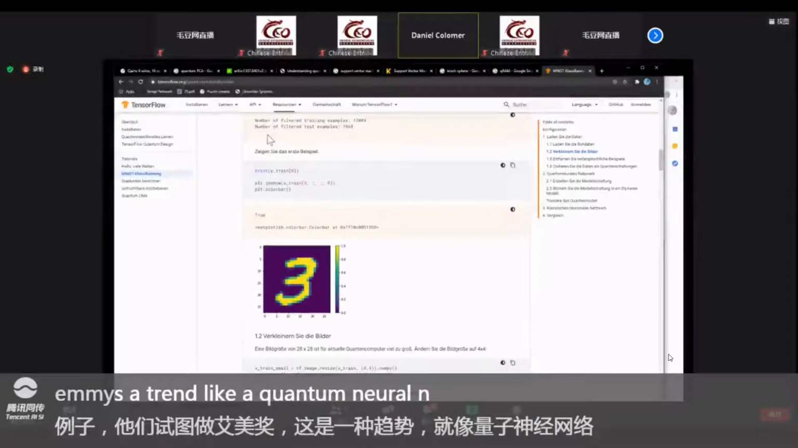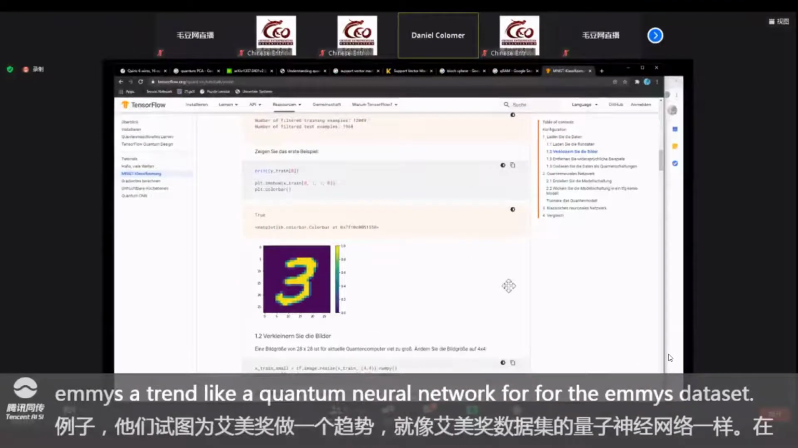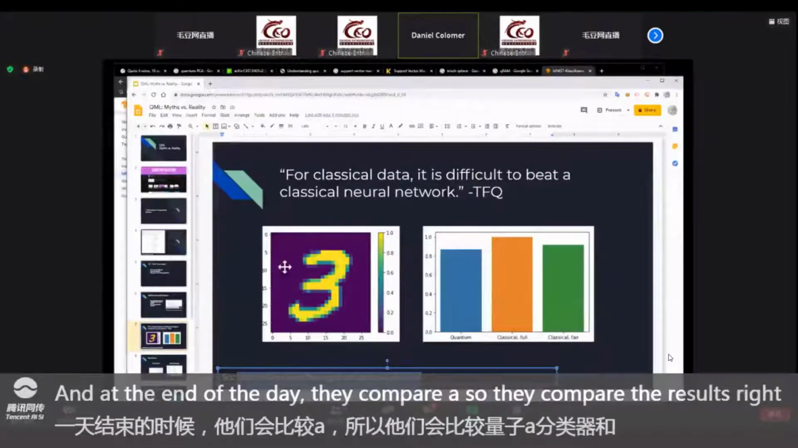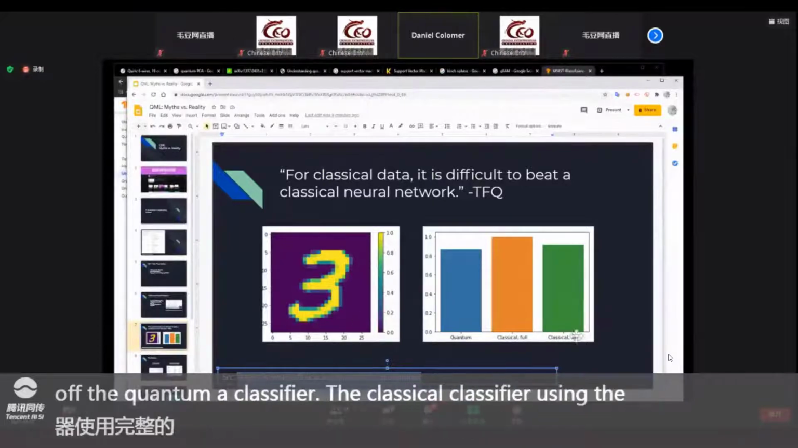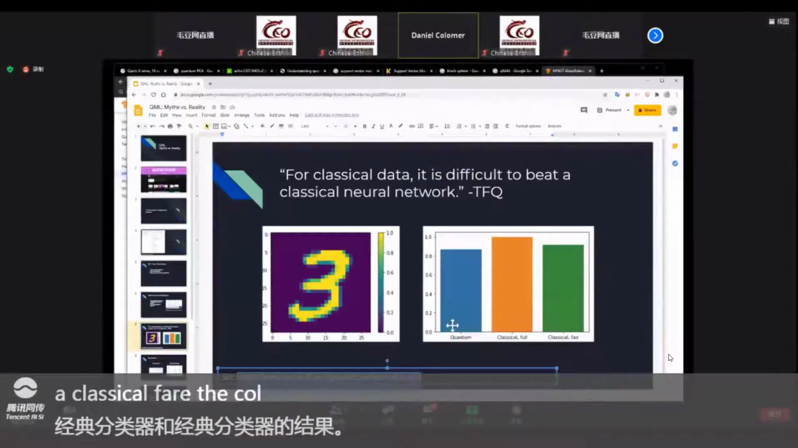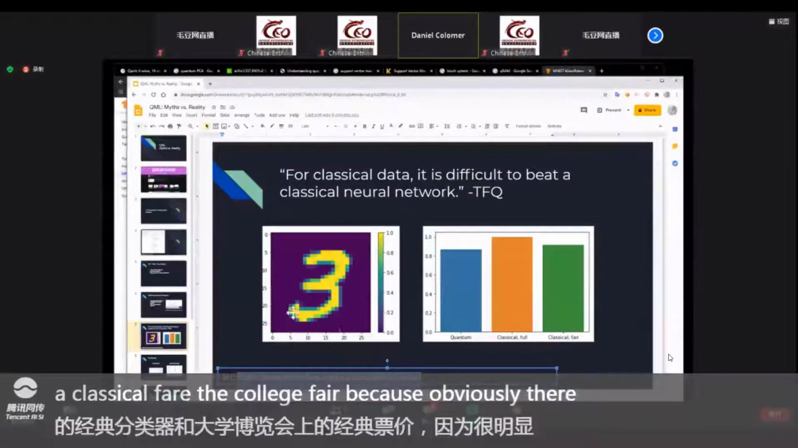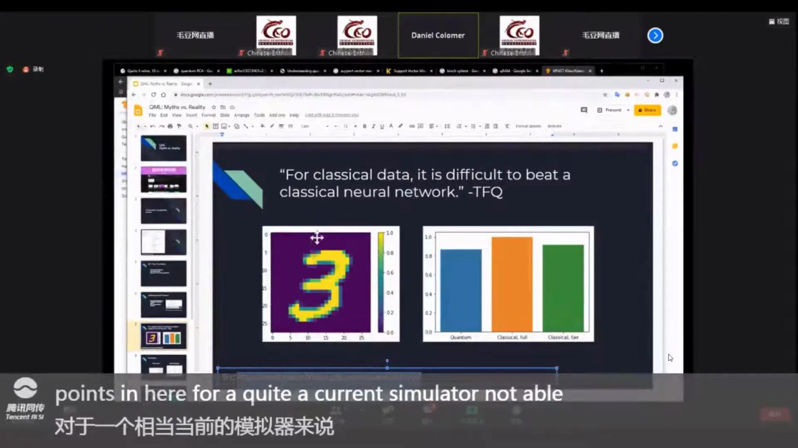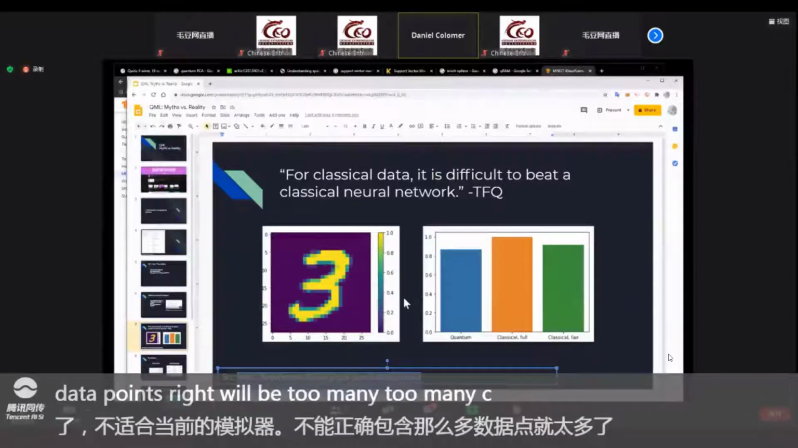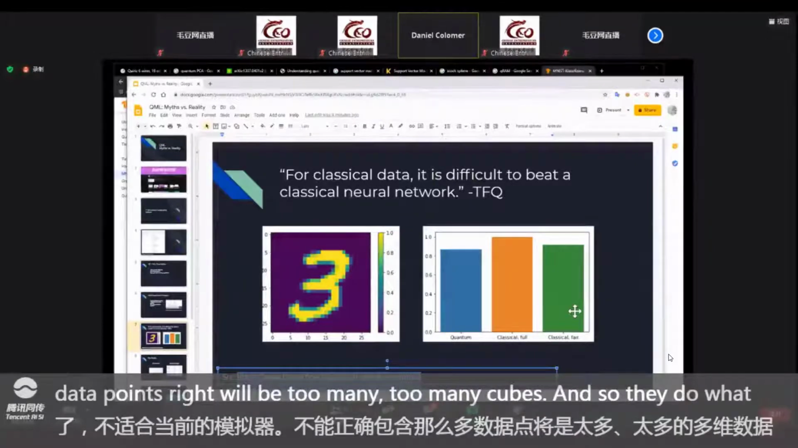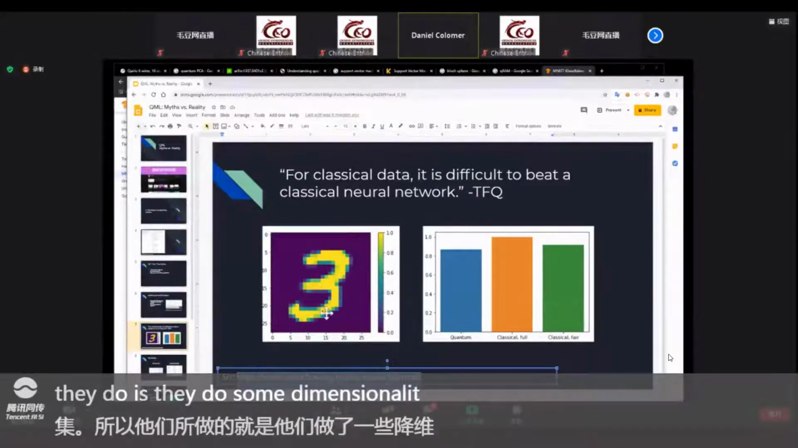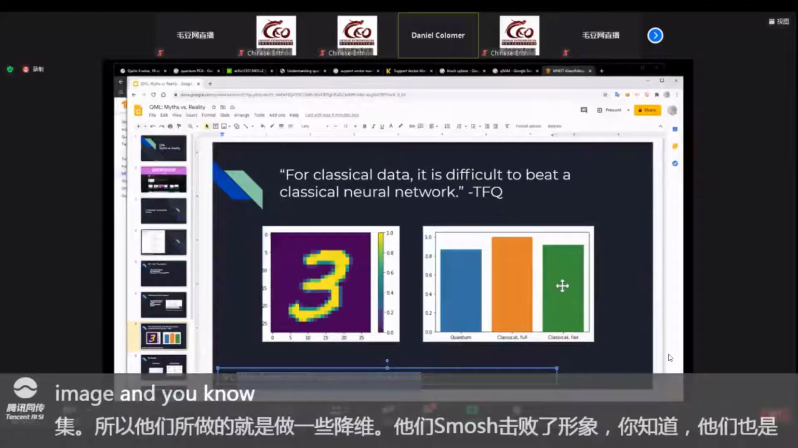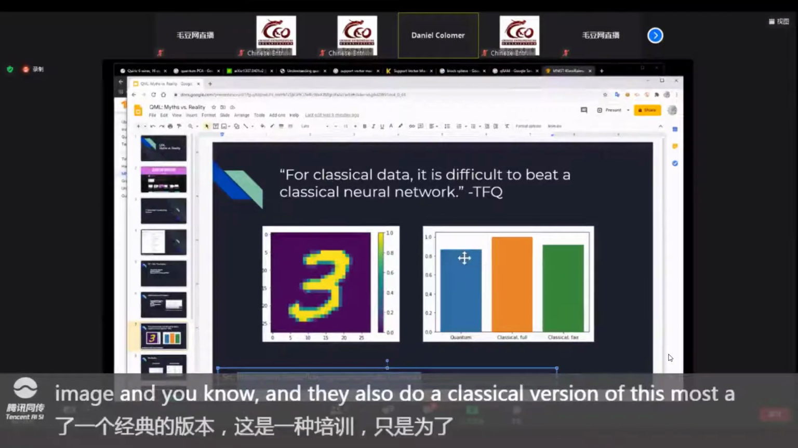And at the end of the day, they compare the results of the quantum classifier, the classical classifier using the full data set, and a classical fair one. They call it fair because obviously there are too many data points in here for a current simulator to encode, right? It would be too many qubits. So what they do is some dimensionality reduction. They smoosh the image a bit, and they also do a classical version of the smooshed training just to compare, and it's still slightly better than the quantum one.